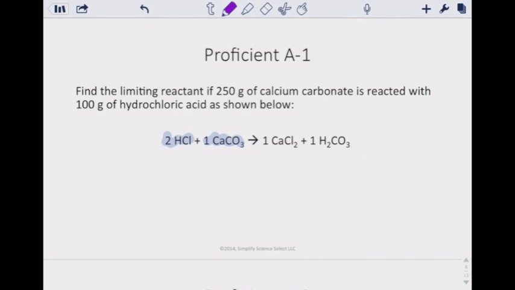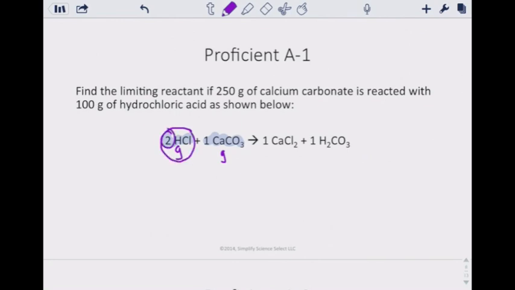So the first thing we're going to do is go from grams of hydrochloric acid to moles of hydrochloric acid, and from grams of calcium carbonate to moles of calcium carbonate. And then what we're going to do is look at, in one reaction, how many moles of HCl are required.